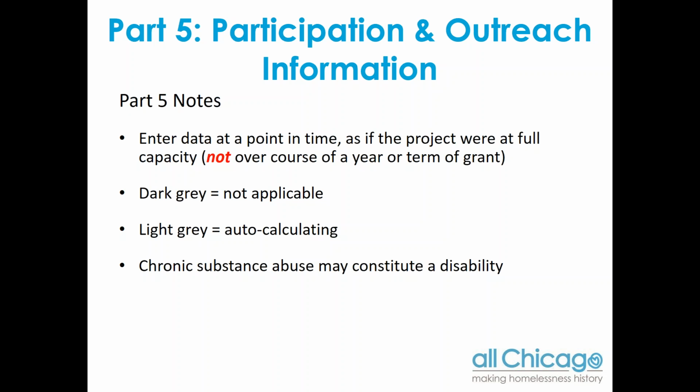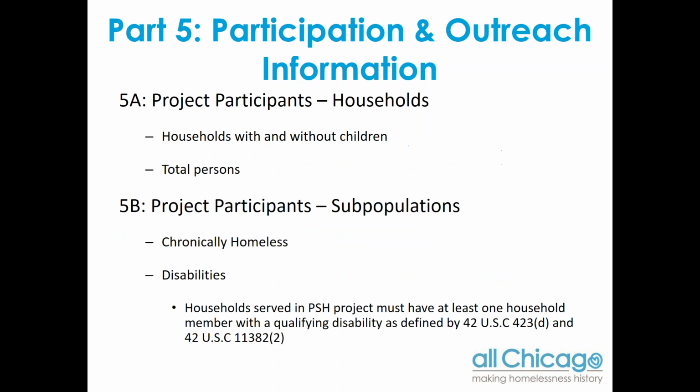And a note that chronic substance abuse or use may constitute a disability. So the 5A chart is the project participants, the households. So here you want to make sure that your household match to how many you have. It has to be the number, it matches to the units that you had. And then the project participants, these are all the subpopulations. So if you're doing families, you need to have at least one person for every household in these subpopulations.